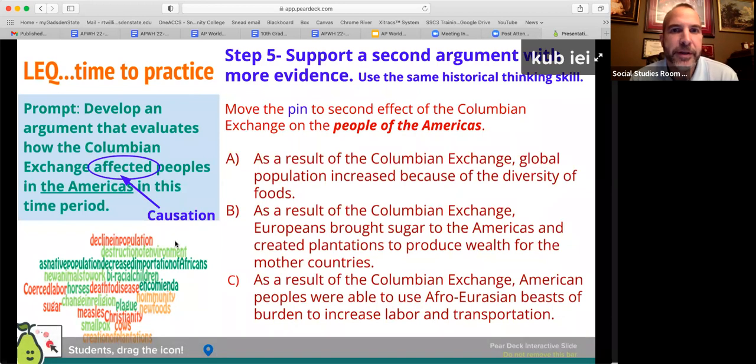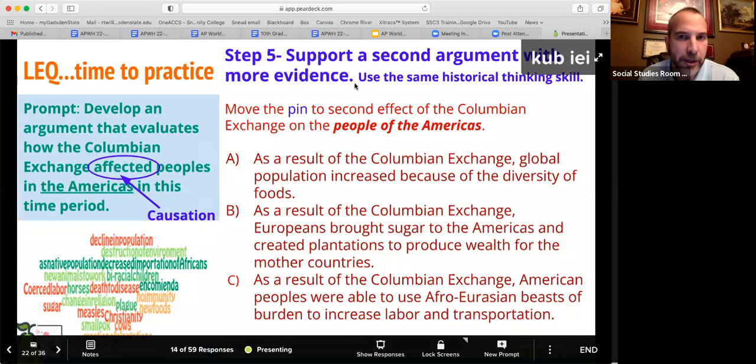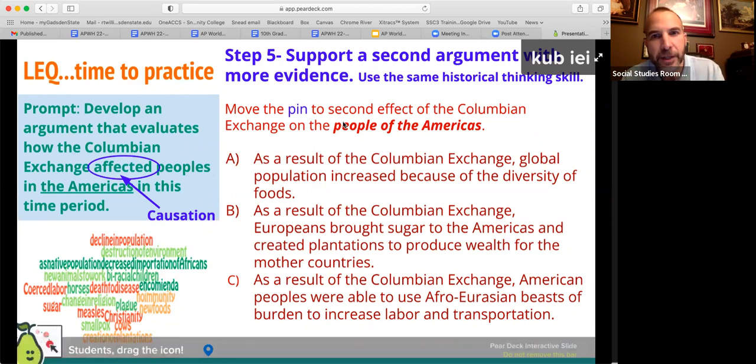Let's look at this. So support a second argument. So come up with more evidence. In this one, we want you to move the pen to a second effect of the Columbian Exchange. All right, so what do you think would be a good second effect? So assuming we've already discussed disease, smallpox, decline in population, what would be a good second argument?